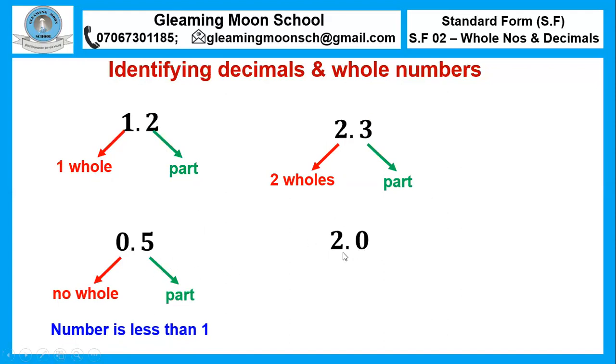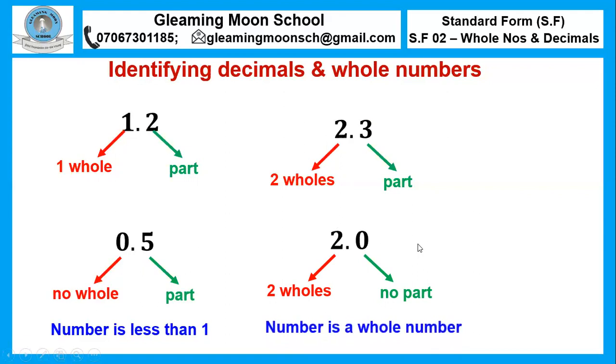And then here we have 2.0. The 2 tells us there are 2 wholes, and the 0 tells us there is no part. So if there is no part, that means this number is a whole number. This number is exactly the same as if you just wrote 2. So in other words, to make a whole number look like a decimal, you put a decimal point at the end and add a 0.